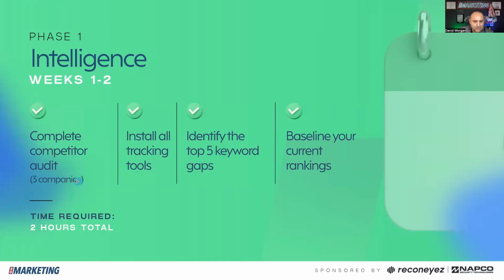We want to audit ideally at least three companies. We want to make sure that we're installing all the tracking tools. And by the way, this goes even to your Google Search Console as well as your Google Analytics. You want to make sure those are on your website so that you're able to measure all of these things and identify the top keyword gaps. Where are there opportunities for improvement, if that makes sense?